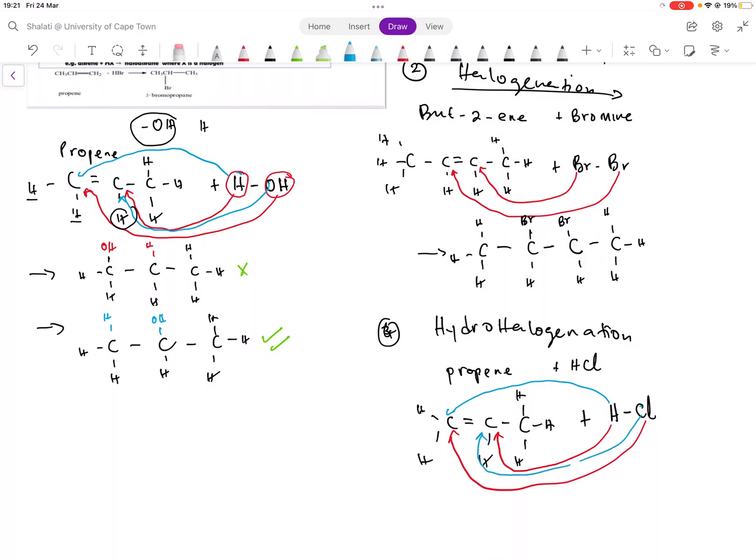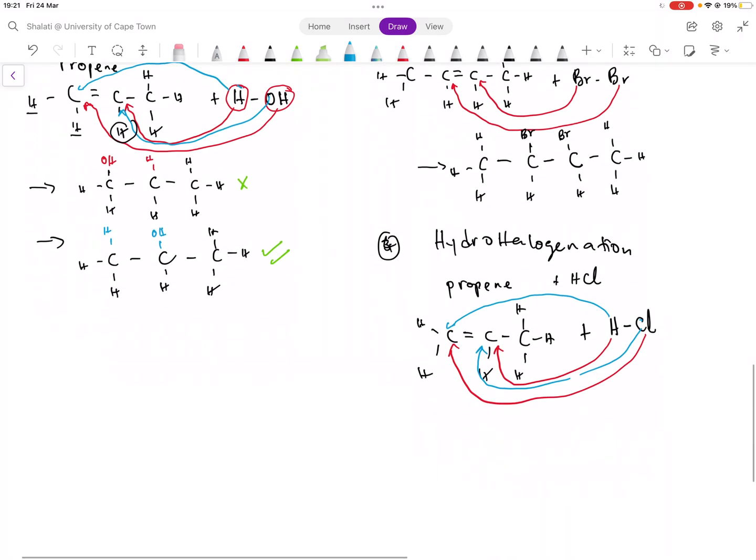So according to the Markovnikov rule, we're going to go with the blue because the hydrogen must go where there is the most number of hydrogens. Okay, so it means the product which will form will be C, and then we add the hydrogen, and then the rest of the hydrogens as they are. In the second one, we add the chlorine, and then the hydrogen as it was, and then hydrogen, and hydrogen. Okay, so that's the end of addition reactions.